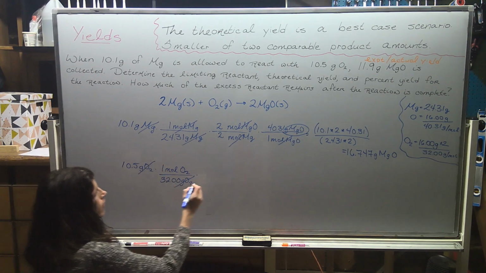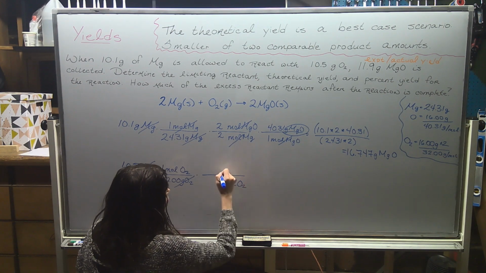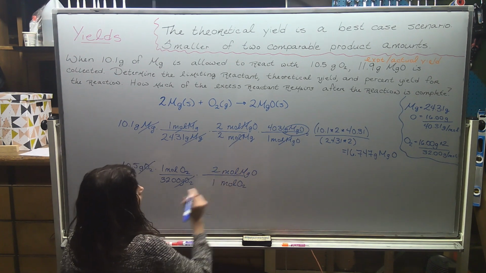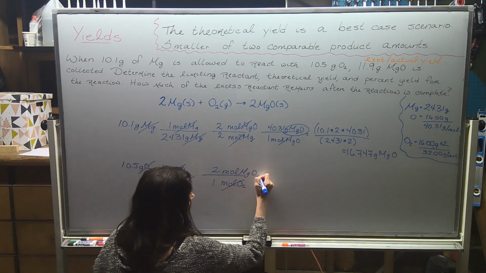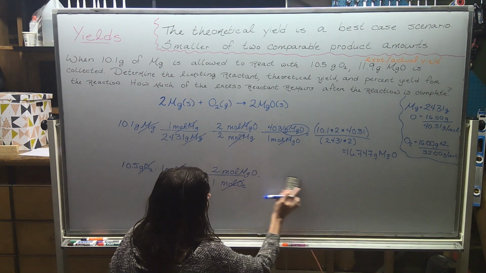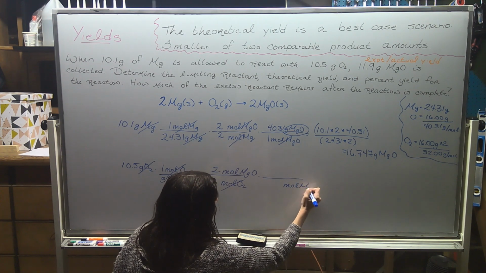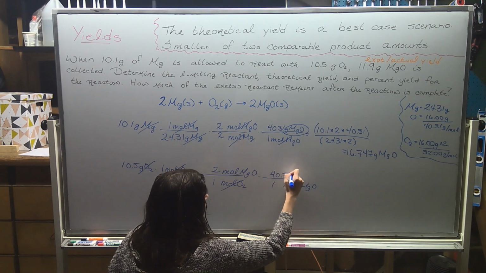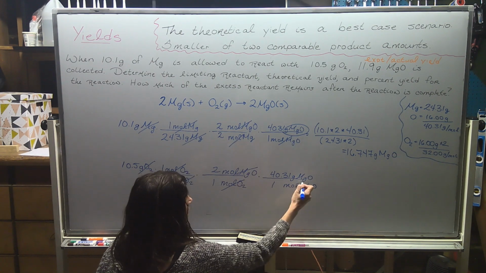Now that I'm out of grams, I can do my mole to mole conversion factor. So I'm trying to get rid of moles of oxygen and convert that to moles of magnesium oxide. That's a 2 to 1 ratio. So the 2 from here, and there's a 1 there that I grabbed. Let me get rid of the moles of magnesium oxide. And since this is a molar mass, I'm going to put 40.31 grams with the 1 mole of magnesium oxide.